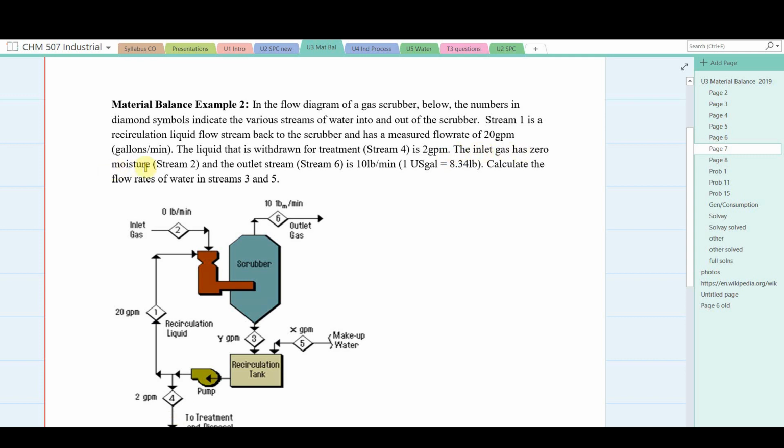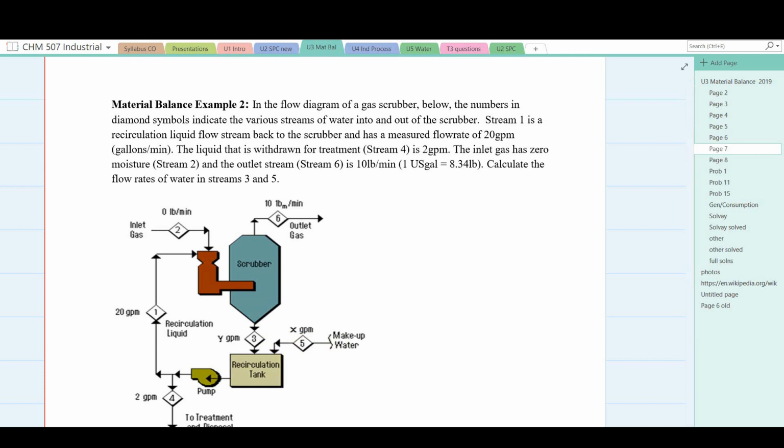The inlet gas has zero moisture, stream 2, as we noticed. The outlet stream, stream 6, contains 10 pounds per minute. Pounds per minute, not gallons per minute. Calculate the flow rates of water in streams 3 and 5. So stream 5 is a makeup water. And how are we going to do that?